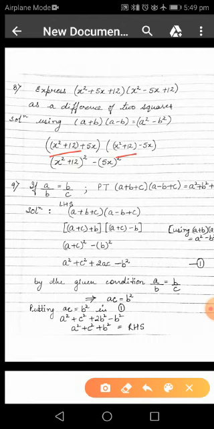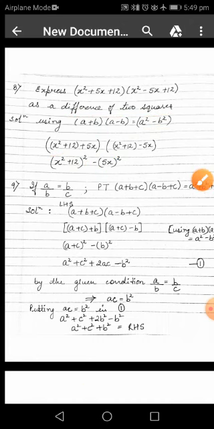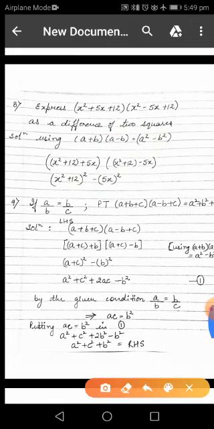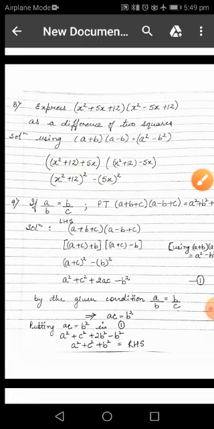We observe that this is reducible to the form (a plus b) into (a minus b), which gives you a square minus b square. So we write down directly (x square plus 12) whole square minus (5x) whole square. We will not expand this further because the question was asking for the difference of two squares. The difference is this, and the squares are these. So we don't need to calculate it further.